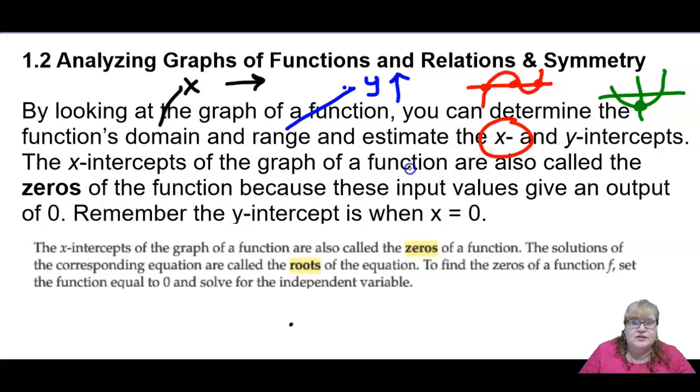All right, the x-intercepts of a graph are also called the zeros, and that's what our calculator function is. It's the zeros. And that's what you get when you set the y equal to 0. It also says down here they're called the roots, okay? To find the zeros of a function, set the function equal to 0.